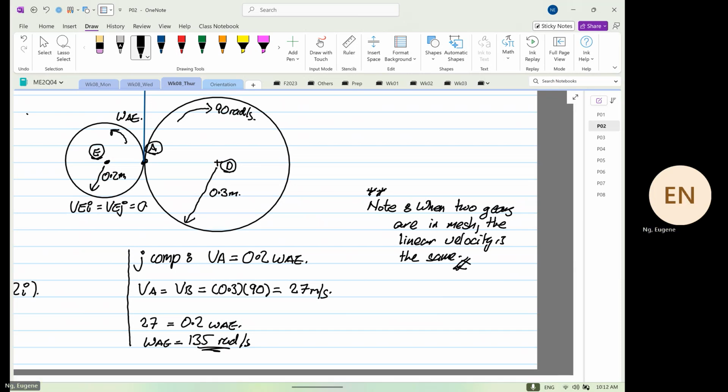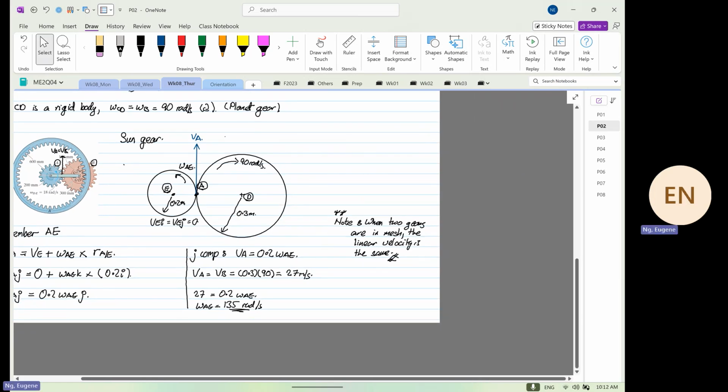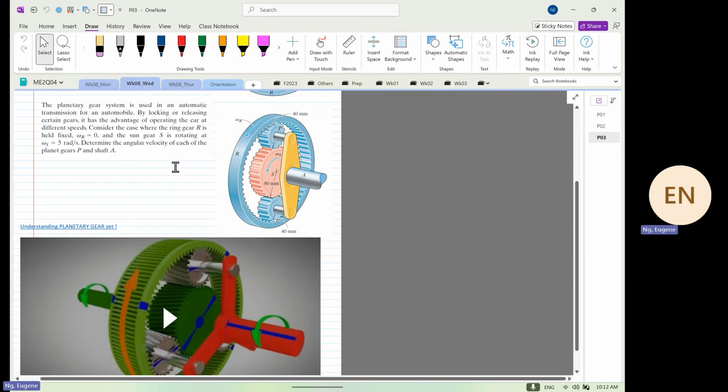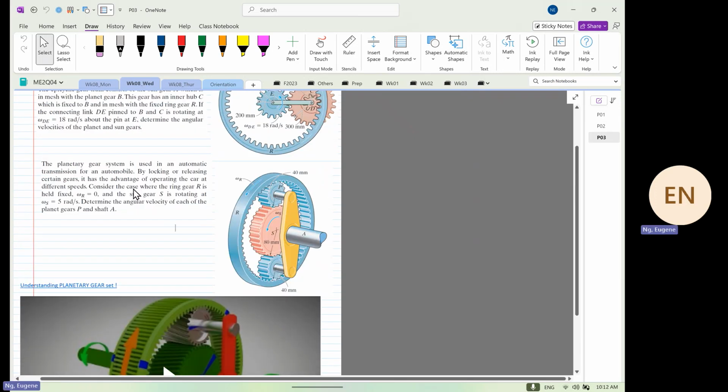So not that bad, not that difficult, when you understand the concept. The concept is that two gears are in mesh, and they will also tell you the boundary condition. Now you can see how critical the boundary conditions are. Now, I think this is one of the worst gear questions I've seen. Let's do this one then.